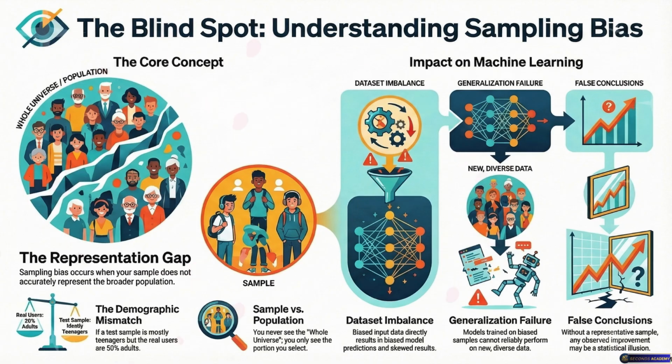Generalization is the ultimate goal of machine learning. It's the ability of a model to perform well on new, unseen data. A generalization failure means your model looked like an absolute genius in the laboratory when tested on its biased training data, but it acts completely erratic and fails spectacularly when unleashed in the real world.